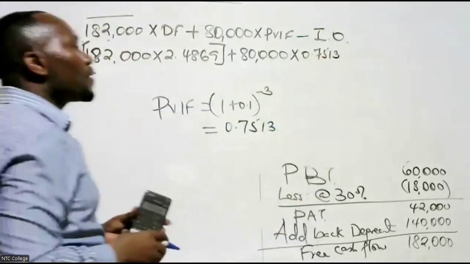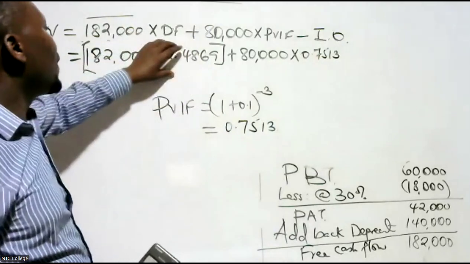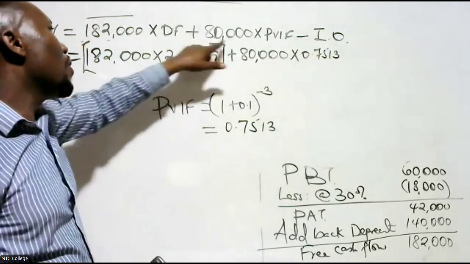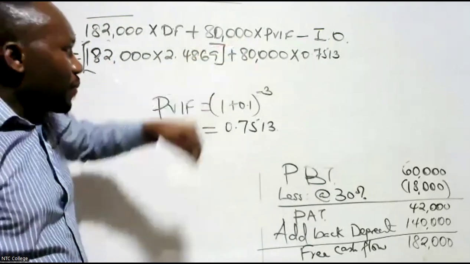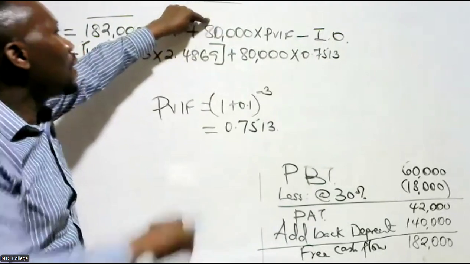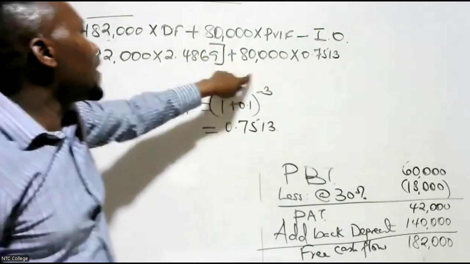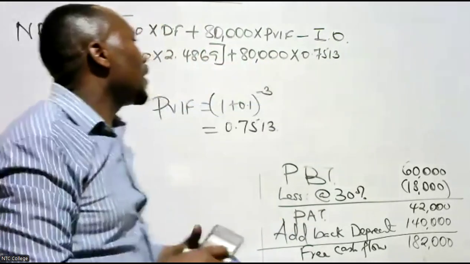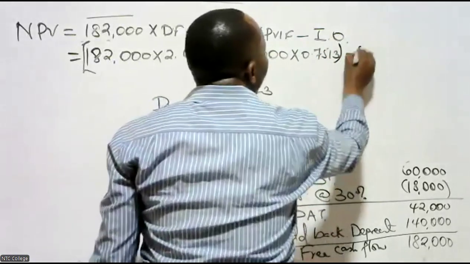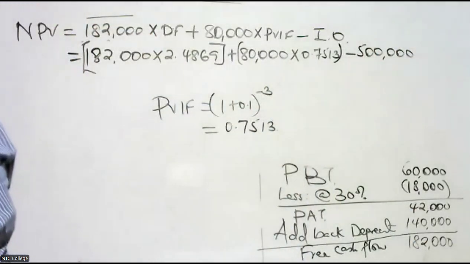0.7513. If we didn't have scrap value, then we will just calculate this, then we minus the IO directly. But because we shall get some revenue from the scrap value, we need to discount and get the present value of the future cash inflow. We shall get 80,000 after 3 years. What is it equivalent today? The equivalent of this amount is 80 times 0.75, because there's a discounting factor. Then now you add that as well. Minus 500 now, which is the IO. I hope that that is clear.